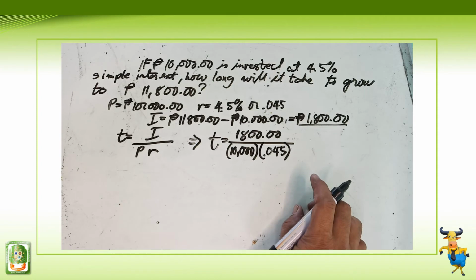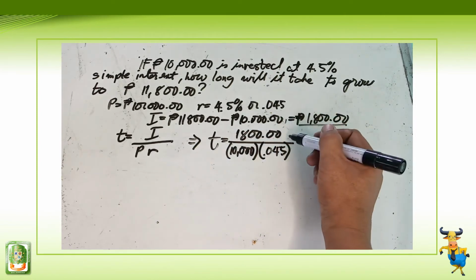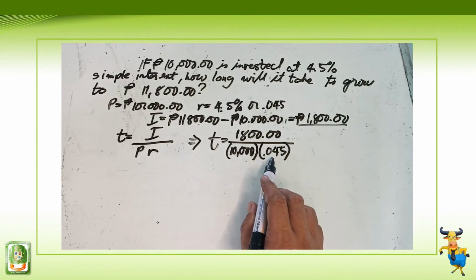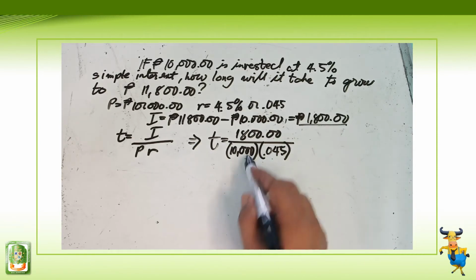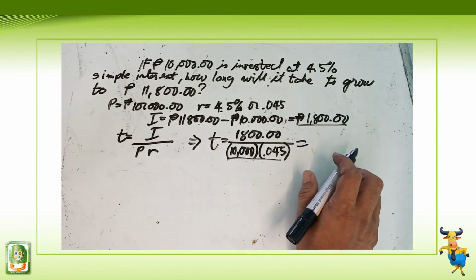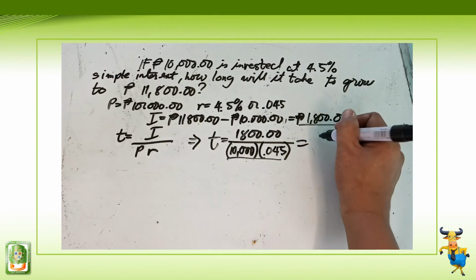0.045. So, yung 1,800 natin, i-divide natin kay 10,000 and 0.45. So, i-multiply muna, saka natin i-divide. So, the answer is 4.